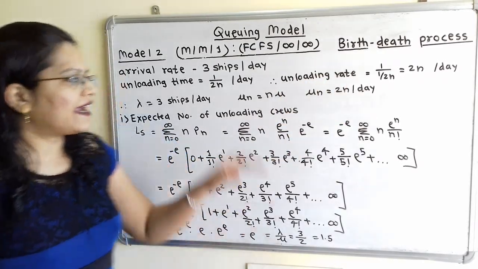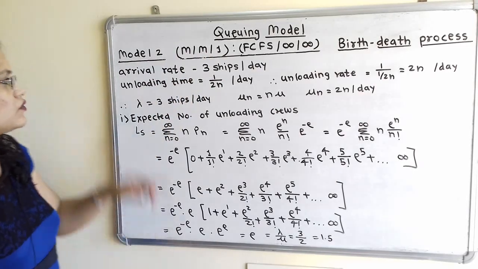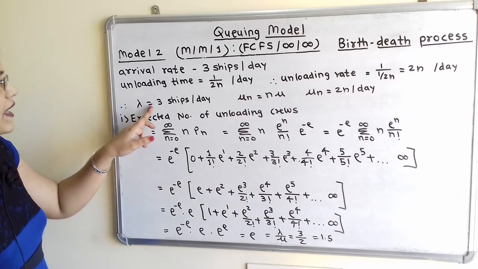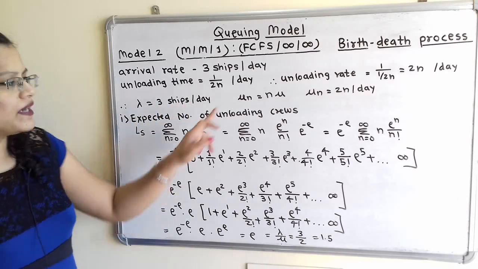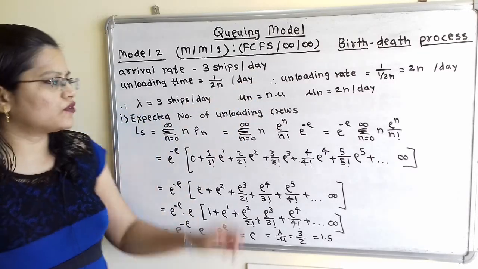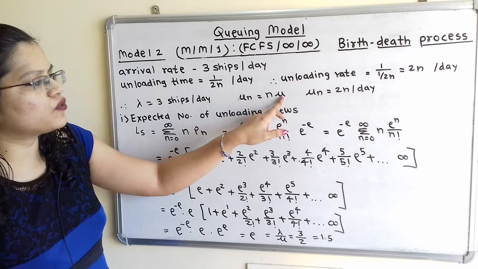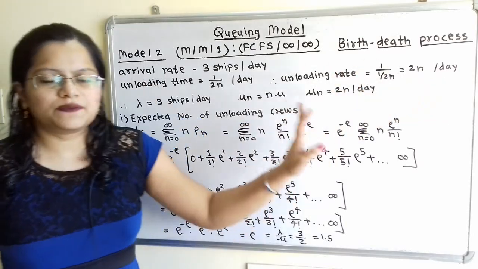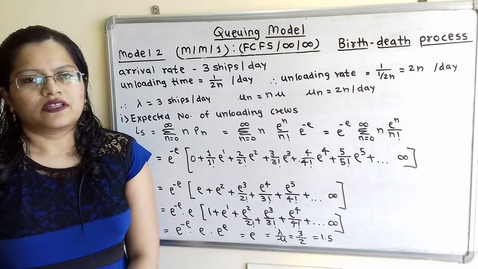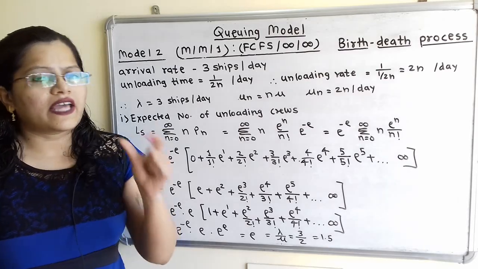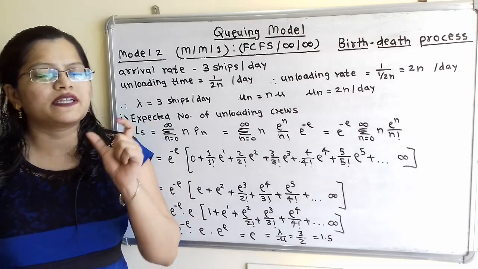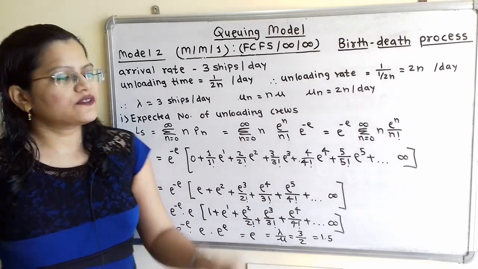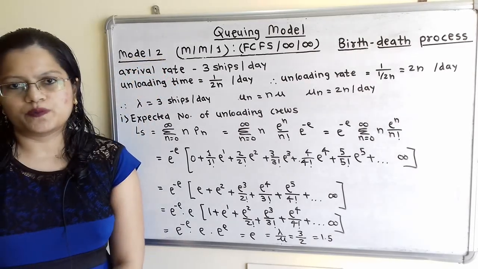Now we will write this given data with the help of notation. This lambda is fixed. It does not depend on the value of n. So we will say that lambda is equal to 3 ships per day. But the service rate depends on the value of n. So we will say that mu n is equal to n into mu, and mu n is equal to 2n per day as per the given data. Now if we observe this given data, the arrival rate is fixed but the service rate depends on the value of n, that is, the number of crews in line. So this question is under queuing model 2.